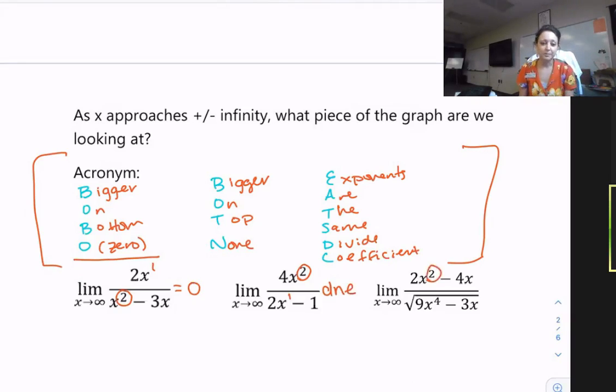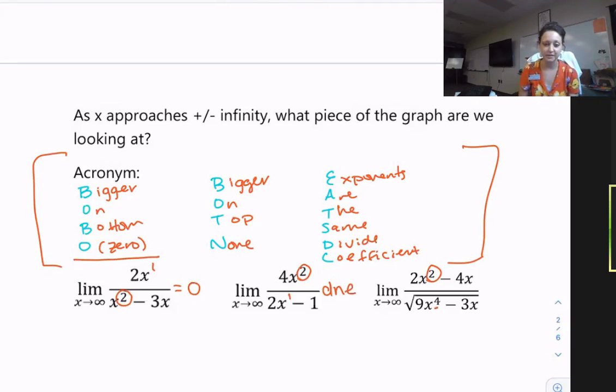Largest exponent. Now what about the degree of the denominator? The degree of the denominator is technically 2. Yes, you've got the 4, but it's inside a square root, okay? So that is going to be 2. Your degree is 2 for both.